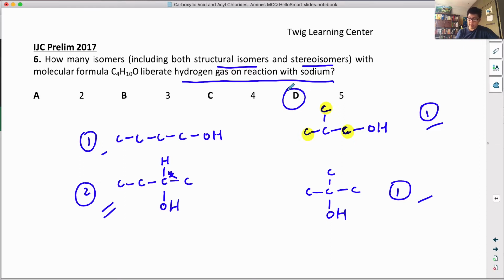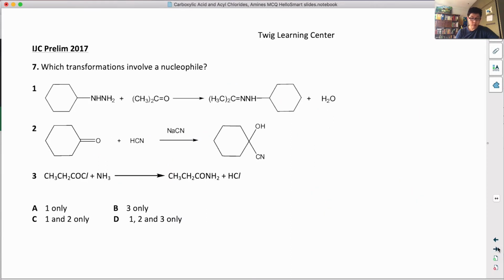Okay, let's look at the next question. Which transformation will involve a nucleophile? If you look at this reaction, this NH2 looks a bit like 2,4-DNPH. So how does 2,4-DNPH work with a carbonyl? It acts as a nucleophile. I'm just going to show you the very first step of how it works, to give you a rough idea.